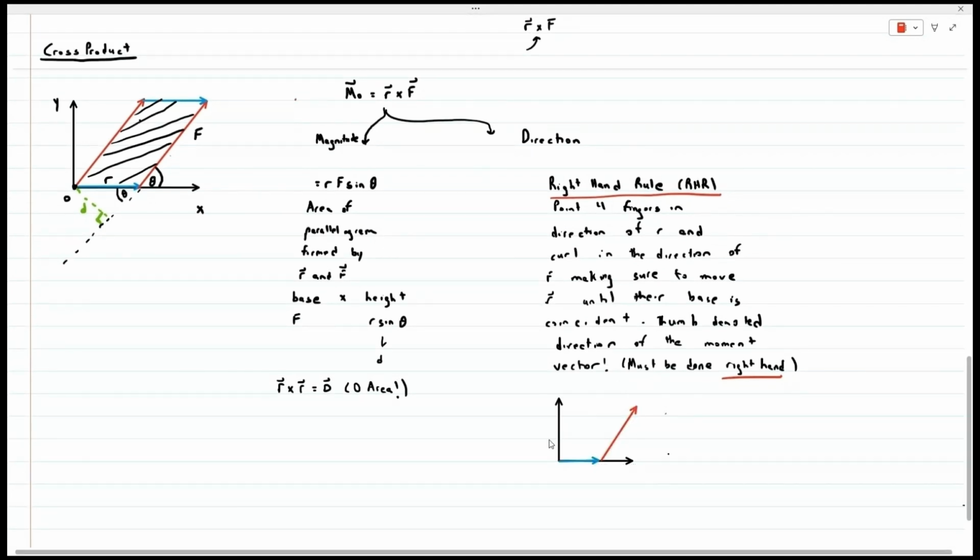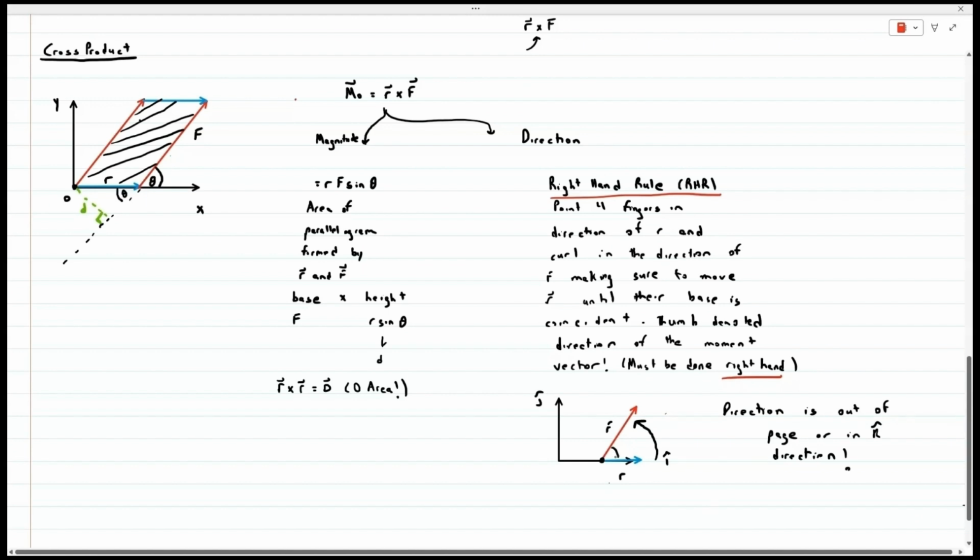And all we do is translate that R to the same point as that F along its line of action. If we curl our fingers in this direction shown on screen, our thumb will point out of the page, or in the k-hat direction, if we're assuming a normal Cartesian coordinate system. Its magnitude is what we discussed before, the area of the parallelogram formed by R and F, and its direction, defined by the right-hand rule, is out of the page, or in the k-hat direction.